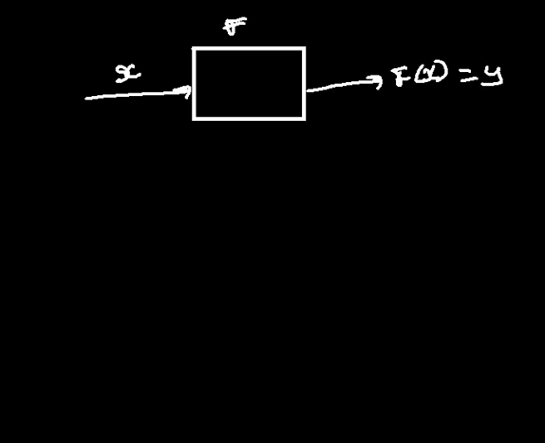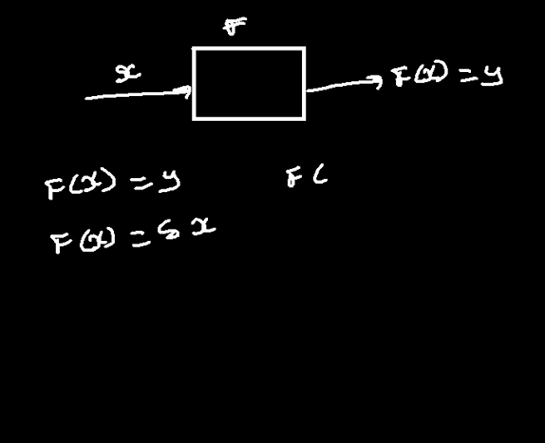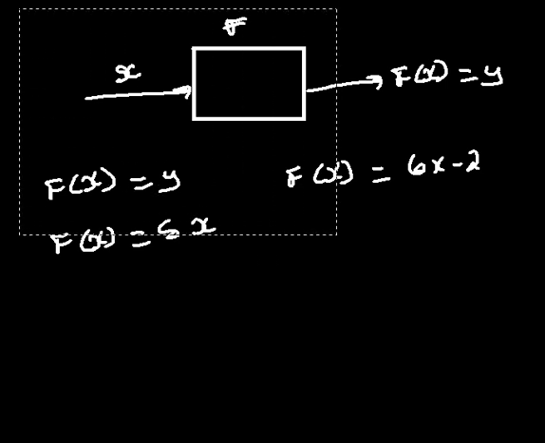So according to the definition of the function, this univariable function is given as f of x is equal to y, where x is the input. Which means we can have, let's say, f of x given as 5x, or f of x given as 6x minus 2. These are examples of univariable functions, the functions of a single variable. And what is that single variable? It is the input.